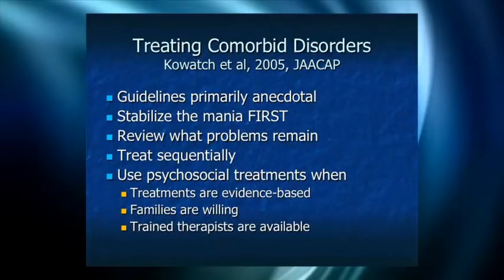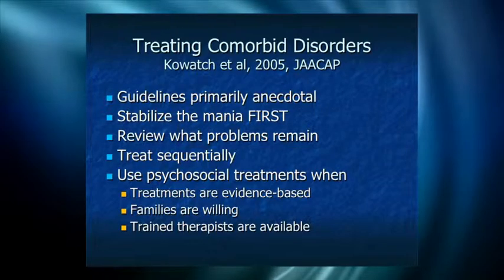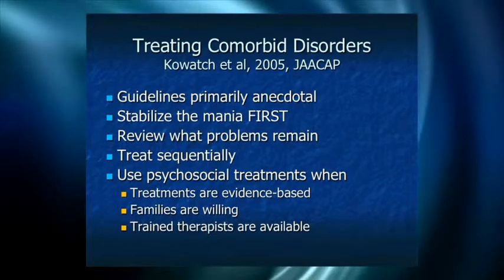What do we know about treating comorbid disorders? This again comes out of our roundtable that was published in 2005. These guidelines are really primarily anecdotal. So it's taking a bunch of clinicians who are researchers, bringing them in a room and having them vote on how they manage this because we don't have any better data. Most studies are focusing on one primary diagnosis. So keeping that in mind, this is as good as we've got.